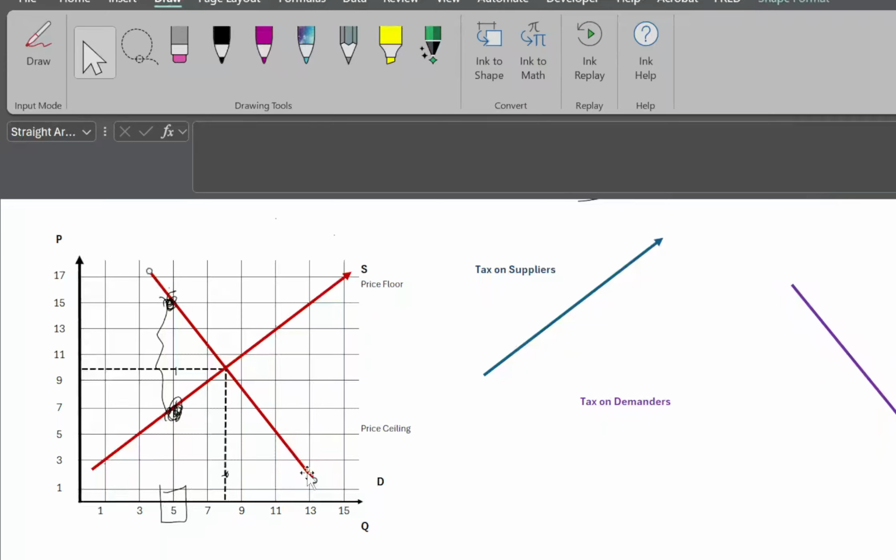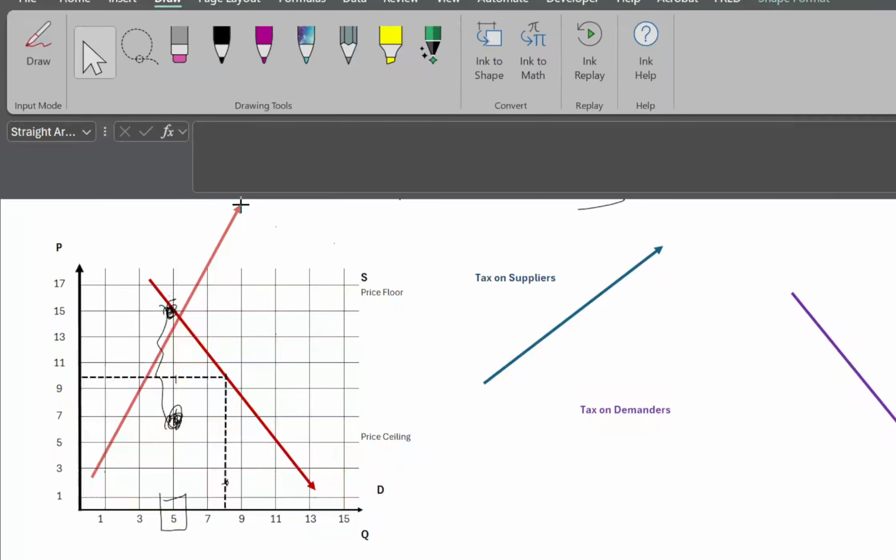As I make the demand curve more inelastic, buyers are paying more of the tax. As I make it more elastic, sellers are paying more of the tax. It has to do with their curve: whether it's elastic or inelastic determines who bears the tax. And with the supply curve, if it becomes more inelastic, suppliers are going to pay the majority of the tax. If the supply curve becomes more elastic, the demanders pay more of the tax.